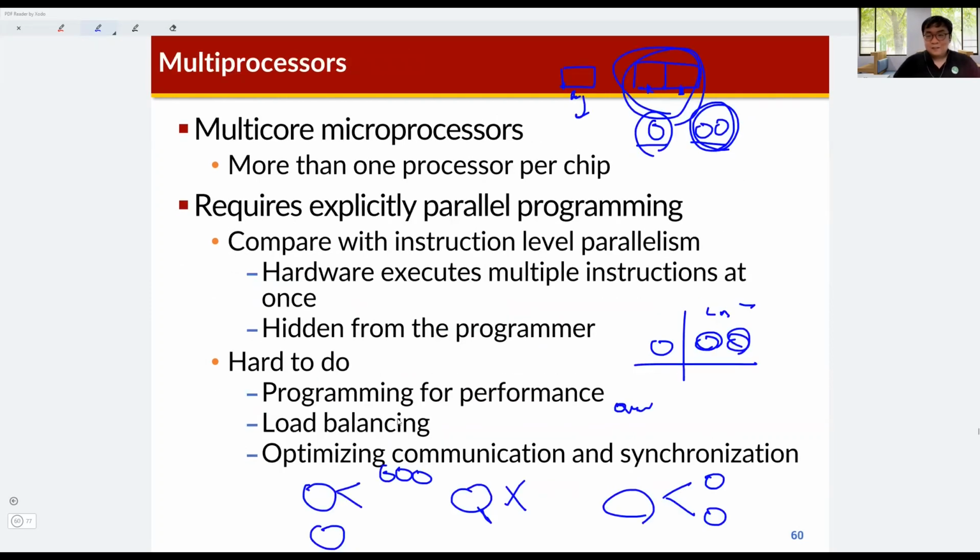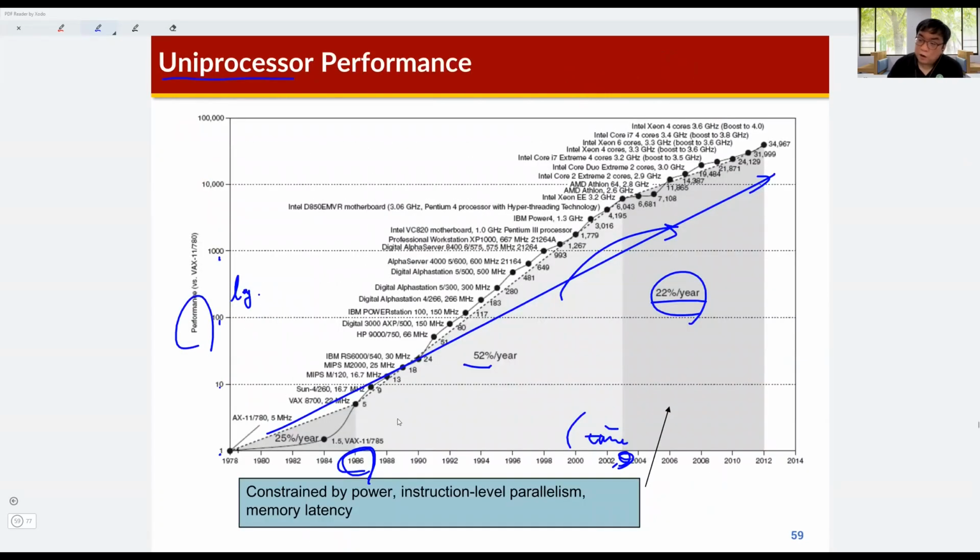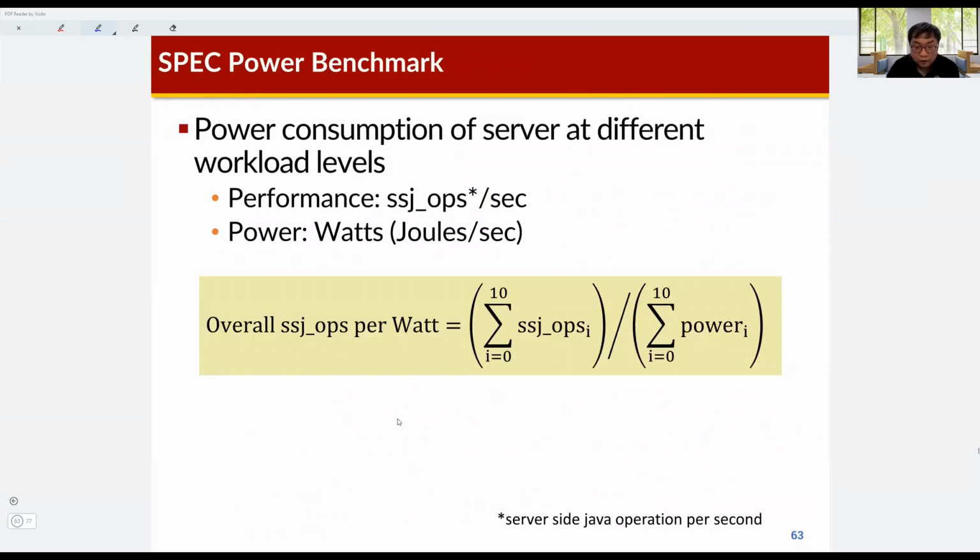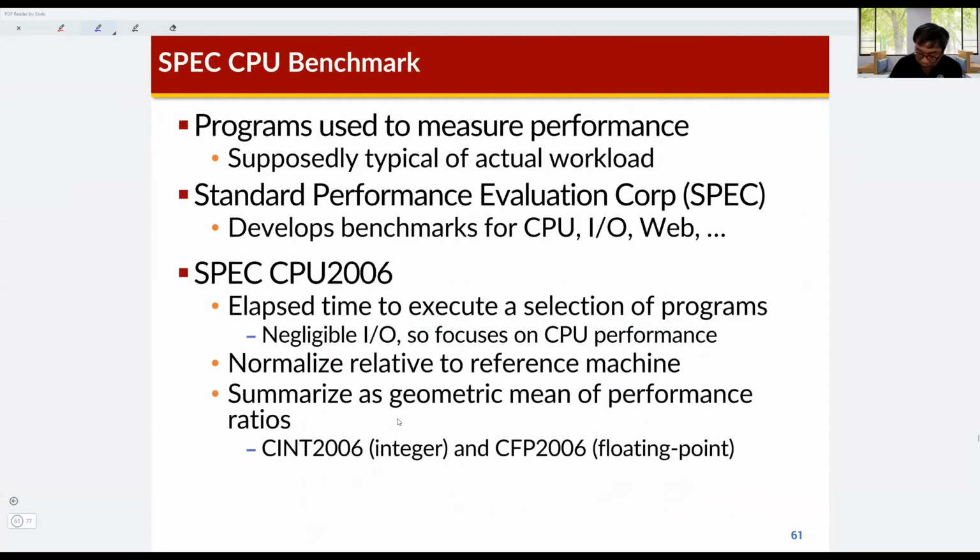But due to the power consumption issue, we need to increase the number of cores in a single CPU chip, because recently most of our applications run multi-threading jobs. So if we apply multiple cores in our computer system, then we can increase the performance. Okay, I will explain until the SPEC benchmark.